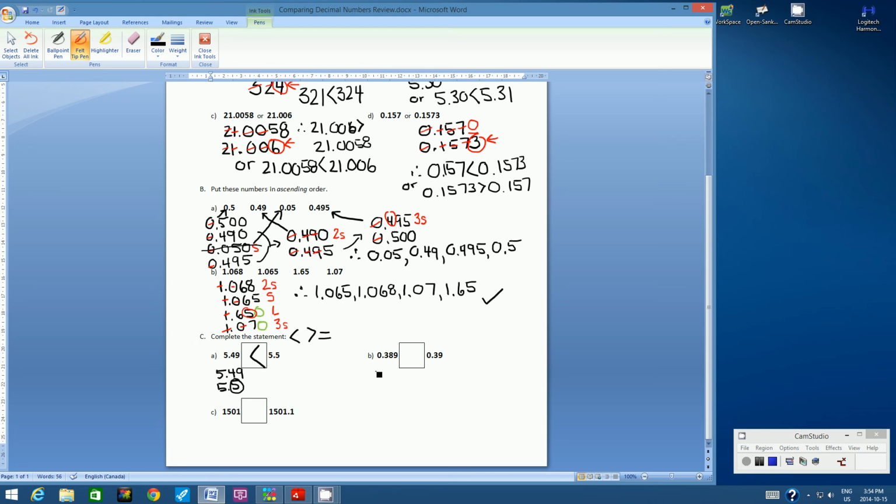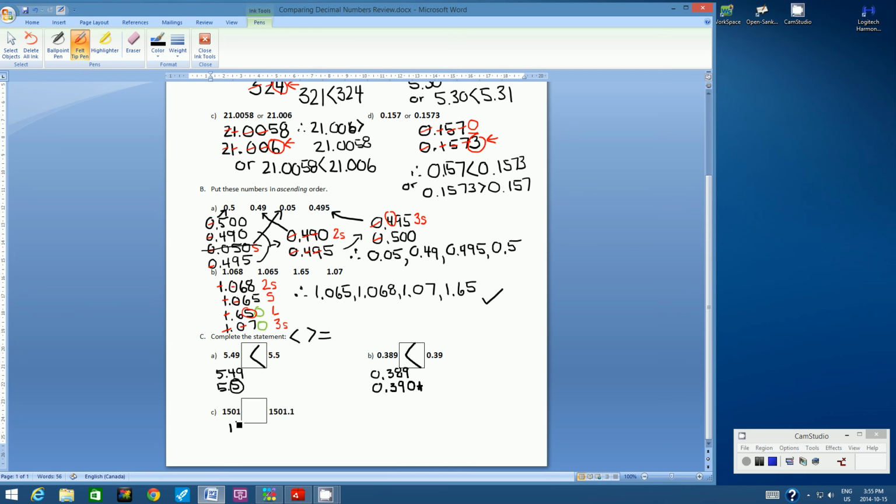Let's do the same for question B. 0.389, and then we write the other number below it. We can write a 0 here as a place value holder or filler. And we see that if we go to the thousandths column, the 9 is greater than the 8. So this is the greater number. So we can write again, 0.389 is less than 0.39, or 0.39 is greater than 0.389.